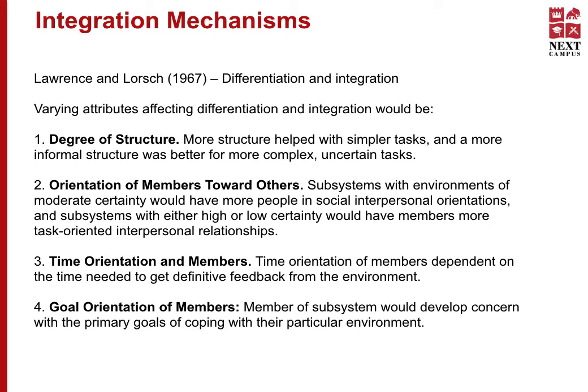Furthermore, they felt that the varying attributes would be degree of structure. Studies show that formal structures help with simpler tasks, and informal structures were better for more complex and uncertain tasks. Another attribute is orientation of members towards one another. The authors theorize that subsystems with environments of moderate certainty would have more people in socially interpersonal orientations, while subsystems with either high or low certainty would have members who are more task oriented rather than interpersonal relations.